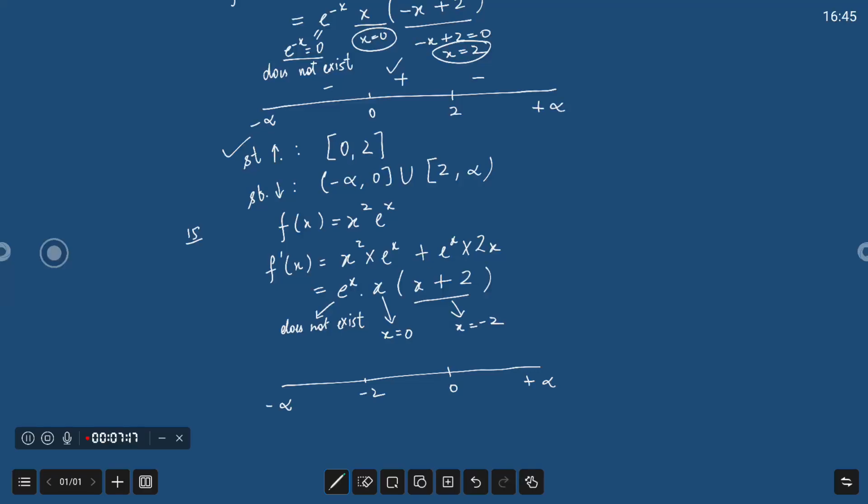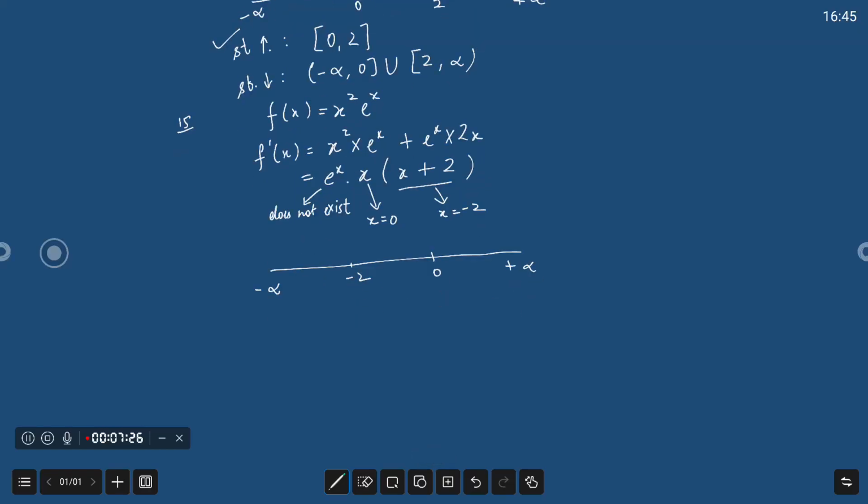The question says find the intervals in which the function is strictly increasing or decreasing. So you have to write both in this case. In the previous it was only increasing. Now you have to write both the intervals where it is strictly increasing and decreasing. Now look at the coefficients of x. They were all positive. That means the rightmost interval is positive, negative and then positive. So it is strictly increasing in what all intervals? Minus infinity till minus 2, union 0 till infinity.